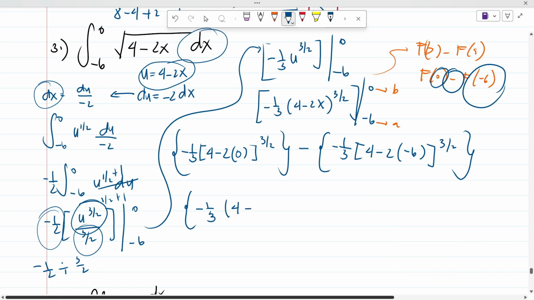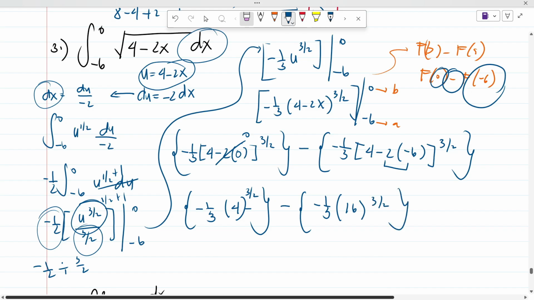4 minus 0 na to. So, 3 all over 2. Yan. Minus negative 1/3 for negative 2 times negative 6, guys. This will be a what? Positive 12. 12 plus 4, 16. 3 all over 2. Gets?